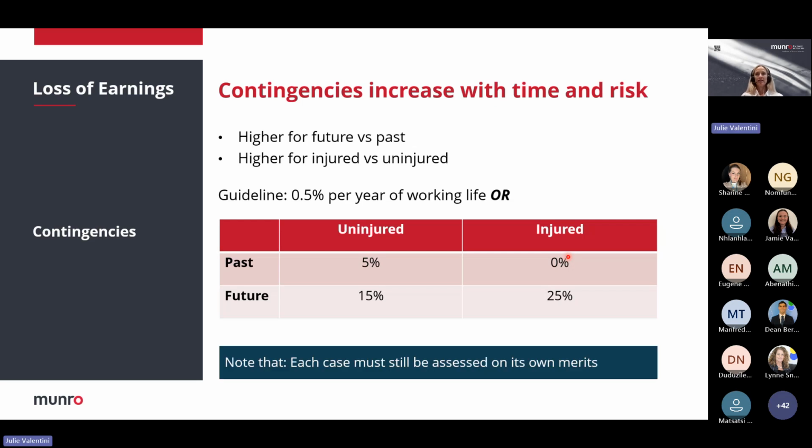And again, each case needs to be assessed on its own merits. So please don't assume that these are the contingencies that should always be applied. We see a huge range of contingencies, and it's always useful to look at judgments as well and see what judges have awarded for different matters and compare it to your own claimants. You know, how injured they are, how severe the accident was, what kind of industry they're working in, etc.